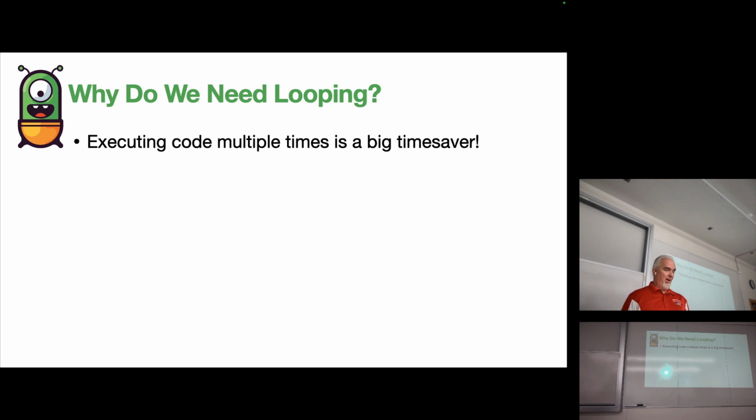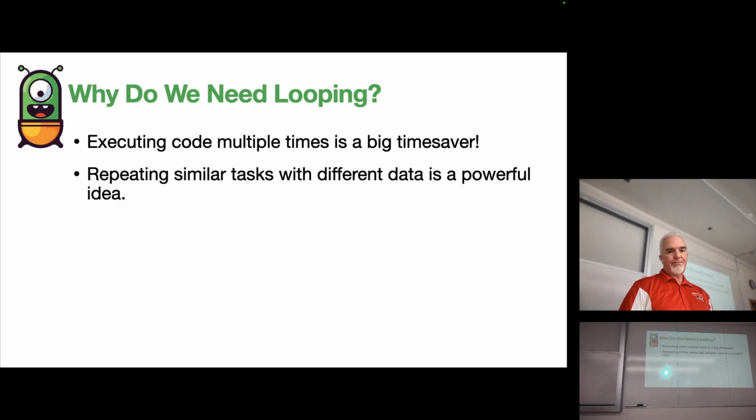Now, 10 times may not kill us, but if we want to execute that code like 100 times or 1,000 times, or maybe we want to execute that code over and over and over forever, as long as the program is running, then we can see how quickly things could get out of hand in terms of how much code we would have to write. So repeating code is really important. Repeating the same task with different data is a really powerful idea.